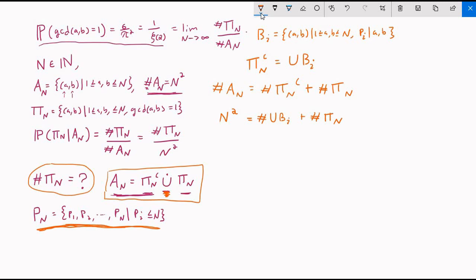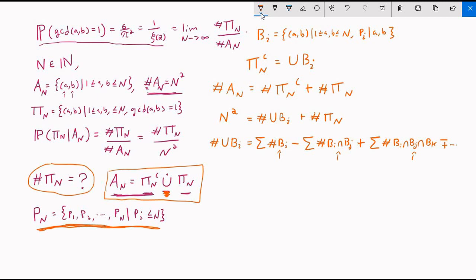So recall the principle of inclusion-exclusion. This tells us that the cardinality of the union of all the B sub i's should be equal to the sum of the cardinalities of each of the B sub i's, minus the cardinalities of each of the intersections of the B sub i's. Then we need to add back in the cardinality of the triple intersections, and so on and so forth. So then the question becomes, can we determine what each of these cardinalities are?